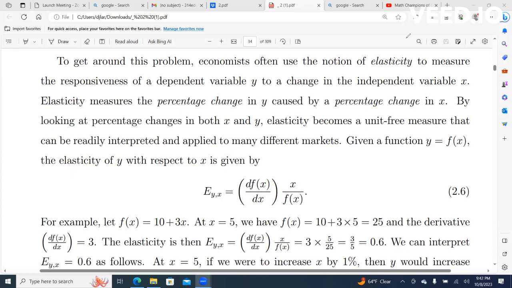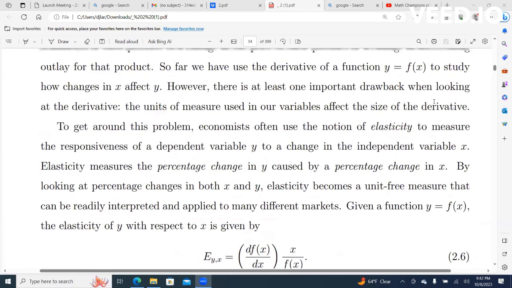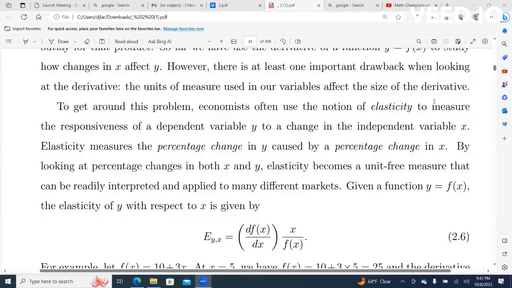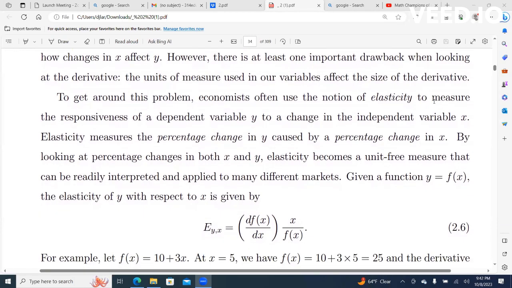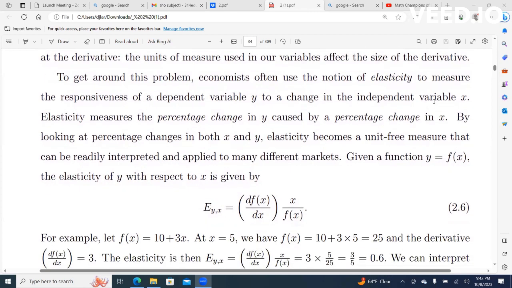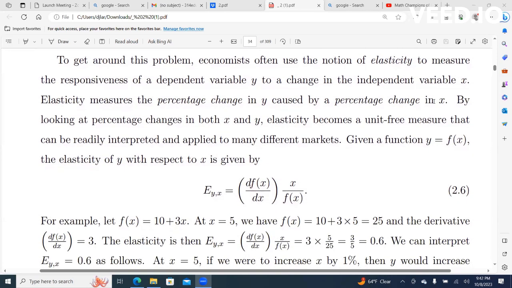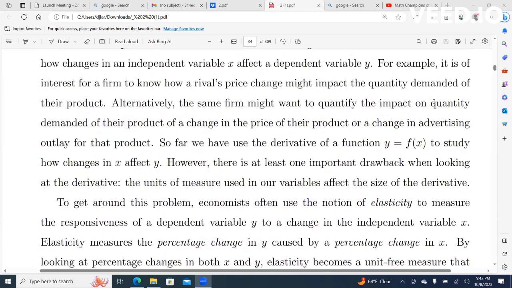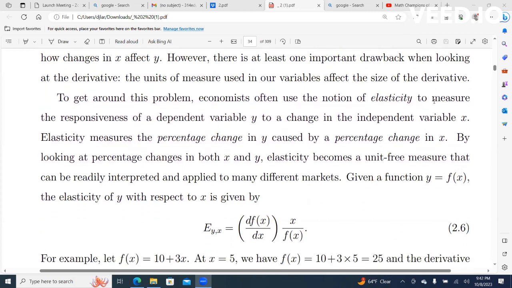So like we said, they do that there. What was it saying right there? However, there is at least one important drawback when looking at the derivative. The units of measure used in our variables affect the size of the derivative. I think that's kind of ambiguous here. We just want to know the basic definition. We can always read back through this. It's just an introduction. It's not so important.